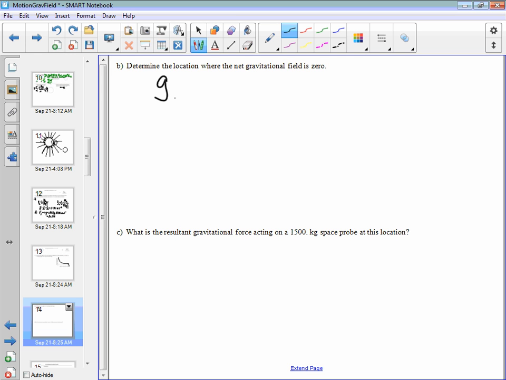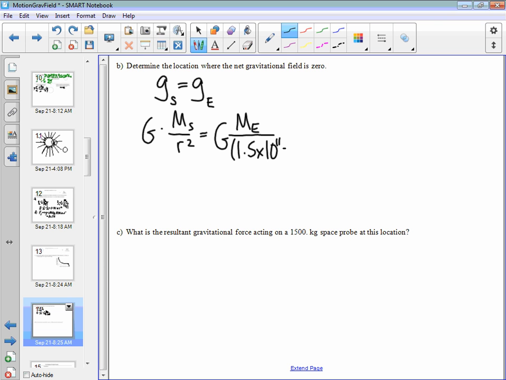So when we do that, what we're looking for is where the acceleration due to gravity from the Sun is equal to the acceleration due to gravity from the Earth. That way it'll be completely balanced out. When you do that, it's going to look like this. G times the mass of the Sun divided by the separation between the Earth and the Sun squared. And here's G. And here we actually want to consider 1.5 times 10 to the 11th minus R, the whole thing squared. Just like we did before with the moon example.